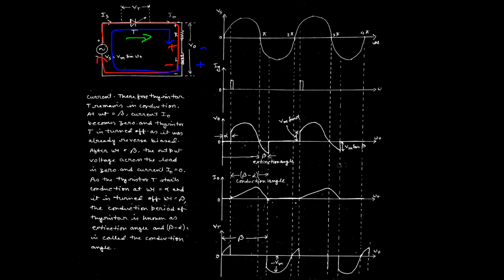From beta onward, we give the next triggering pulse for the next positive half cycle, which starts after pi, at 2 pi. That means we give the next triggering pulse at 2 pi plus alpha, at this point. Then the same thing is repeated: the thyristor is turned on and works up to the point of beta. In this way the next cycle will be repeated.